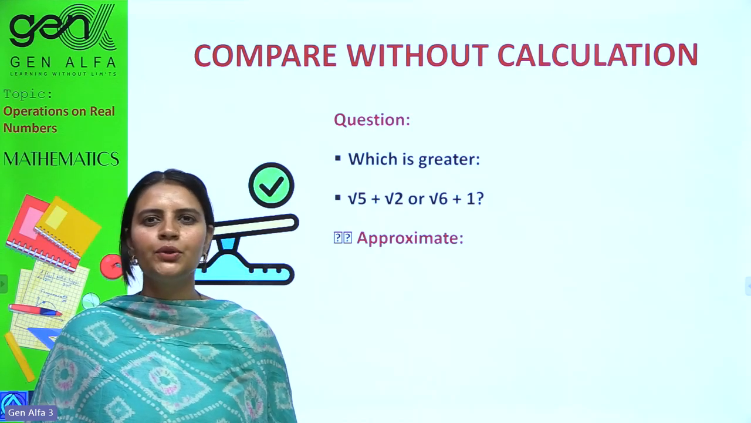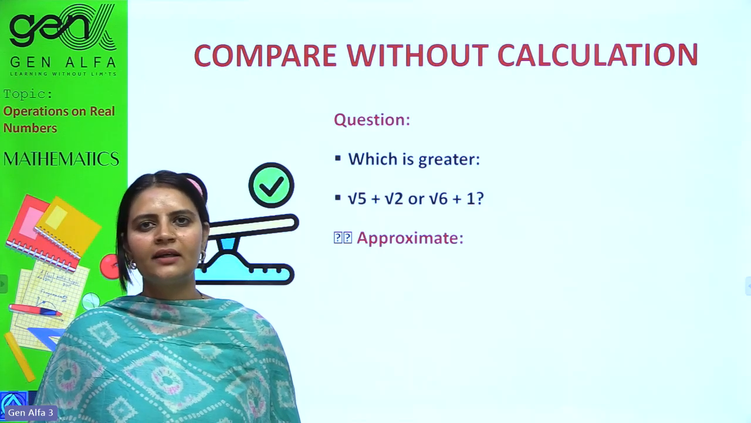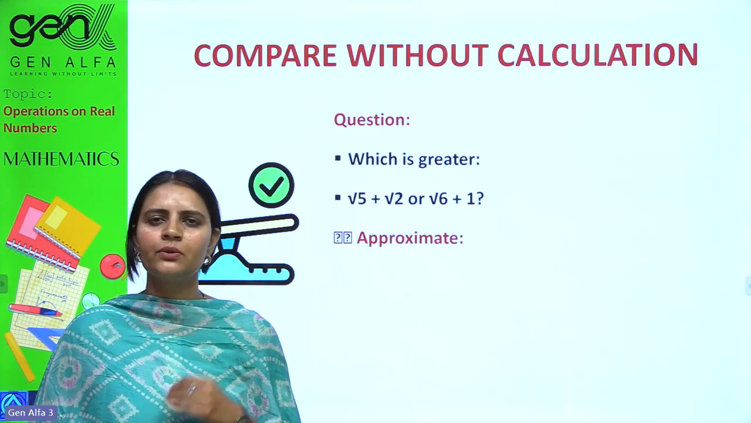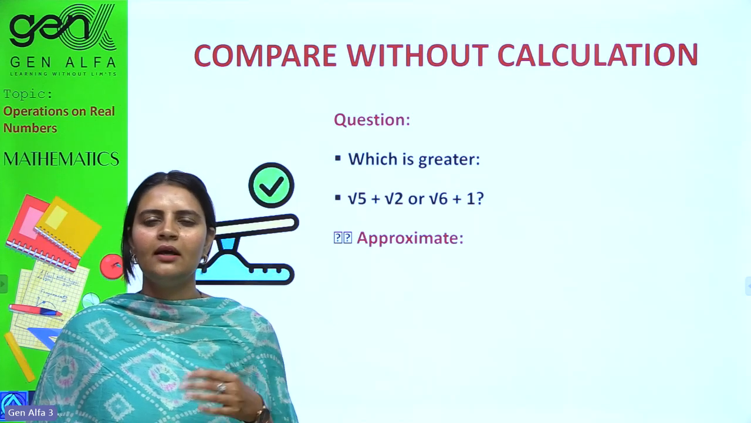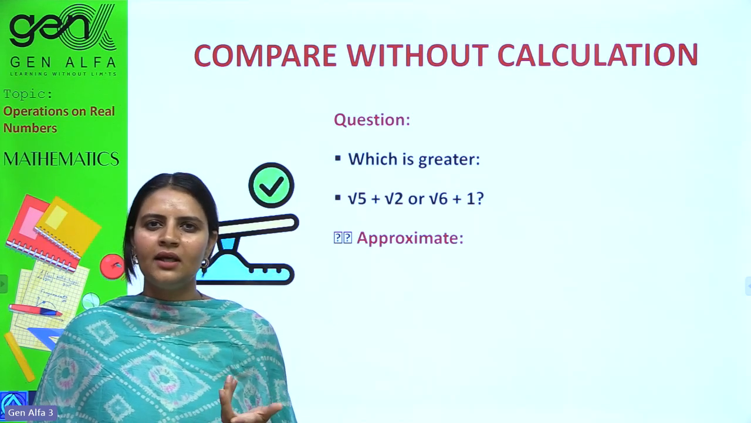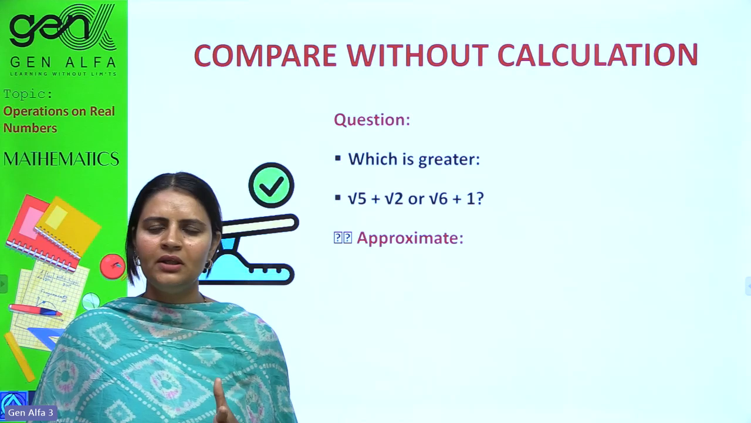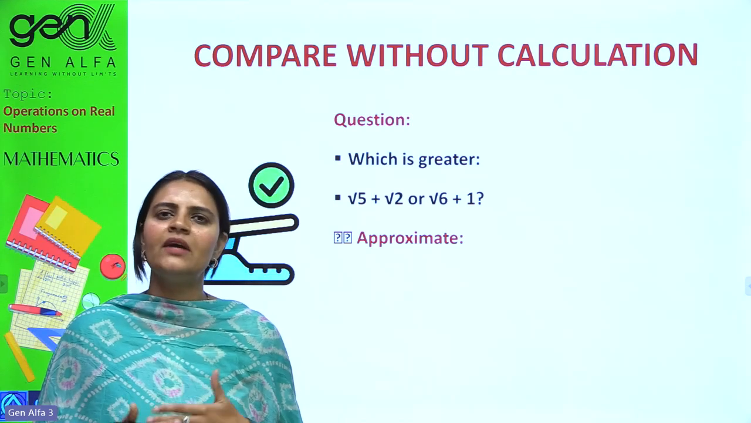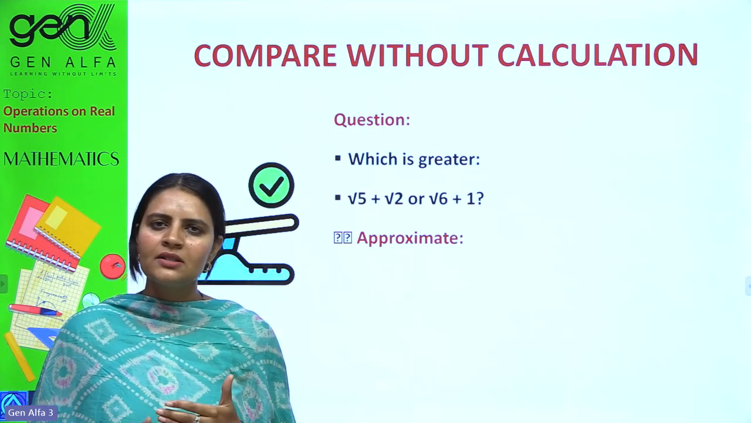Or the other way, you can just memorize the values of square roots directly. At least up to 10, you can memorize root 2, root 3, root 5, root 6, root 7, root 8, and root 9, we know that is 3. So you can just memorize the values of square roots until 10.